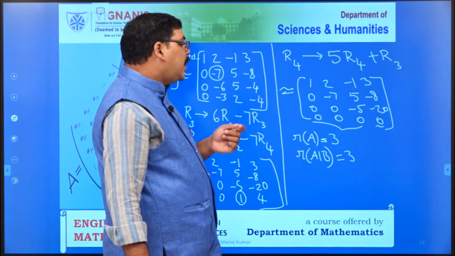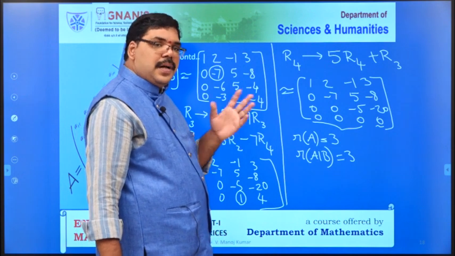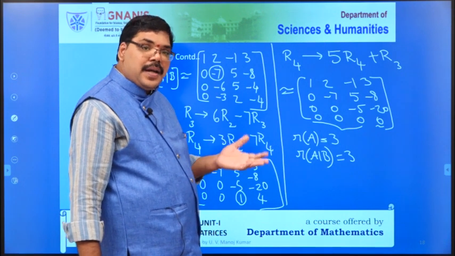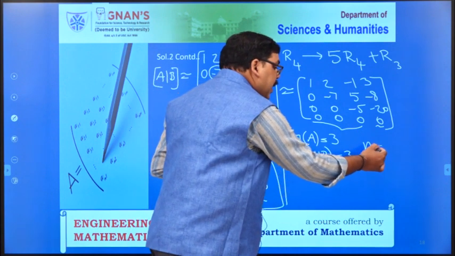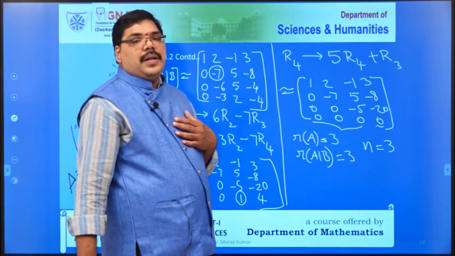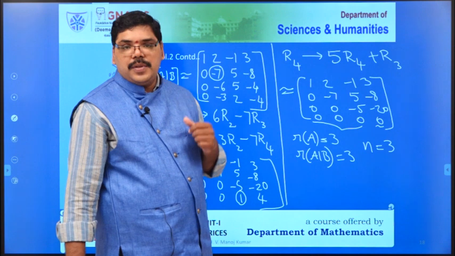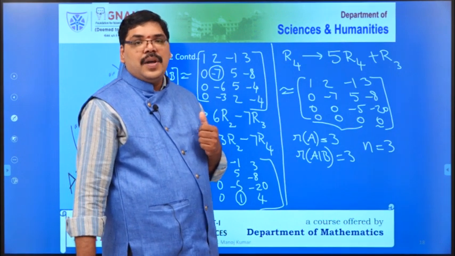Because all the elements of the last row became 0, even in AB also. So, rank of A is 3, rank of AB also 3, and here number of variables n equals 3. So, all are equal. Rank of A equals rank of AB equals number of variables. So, what is the result?